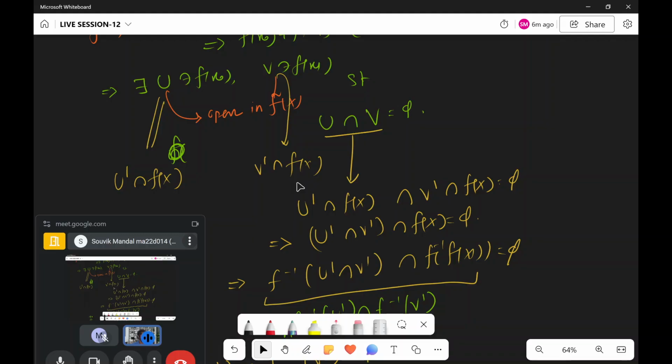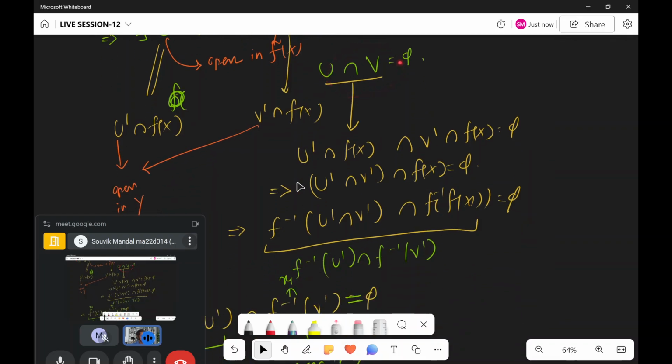Now, by means of open sets, U can be written as U prime intersection f of X, and V can be written as V prime intersection f of X, where U prime and V prime are both open in Y. Now, this equation U intersection V empty gives U prime intersection f of X intersection V prime intersection f of X empty. And this tells that U prime intersection V prime intersection f of X is empty. This is nothing but the basic set theoretical argument. There is nothing to explain.